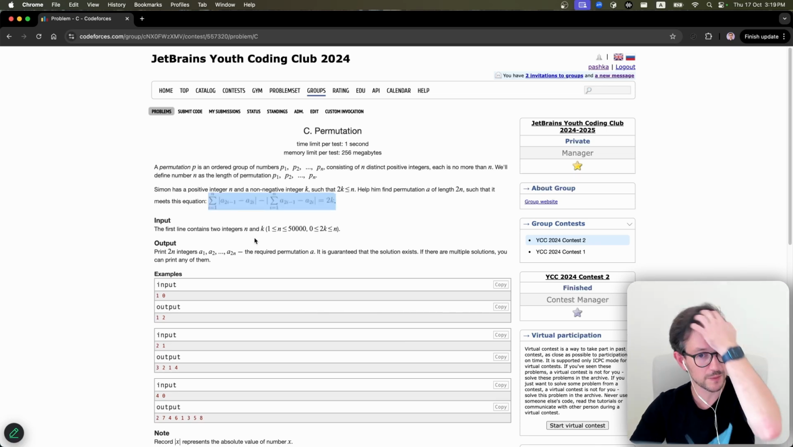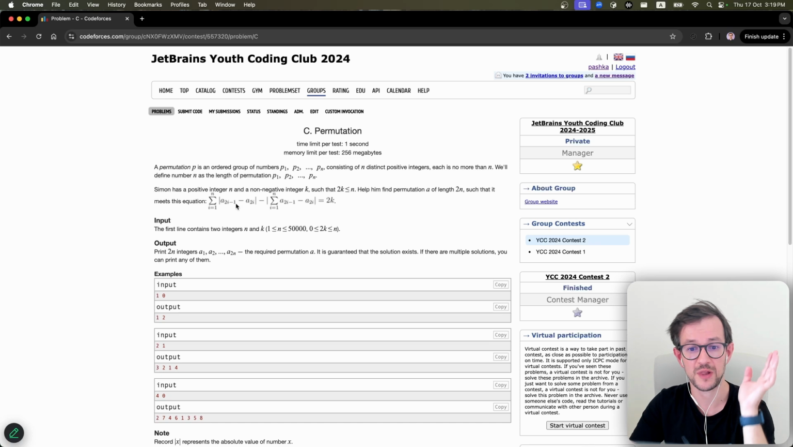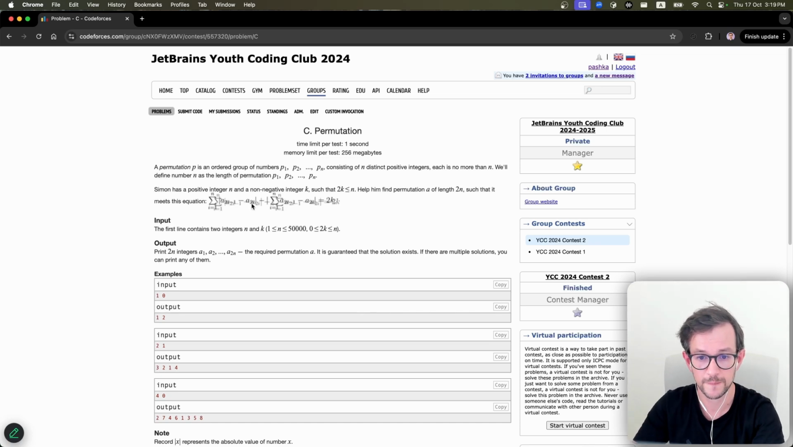So let's look at this formula. We have a difference of two parts, the left part and the right part, and they are almost the same. Let's look, for example, at the left part. What do we have in the left part? We have the absolute value of a difference between two neighboring elements. We have elements 2i minus 1 and 2i. So what's happening? We split all elements into pairs.